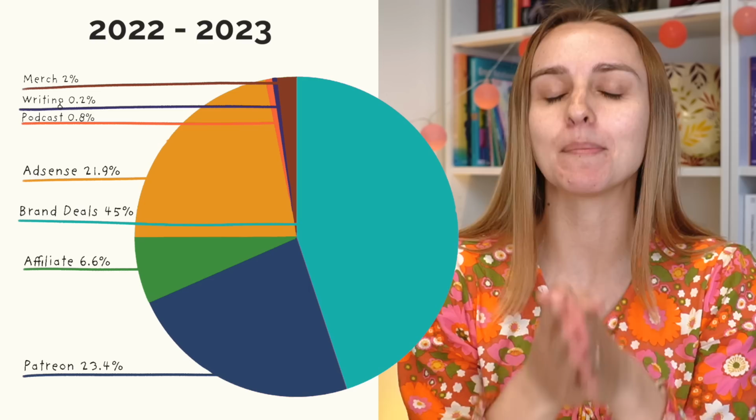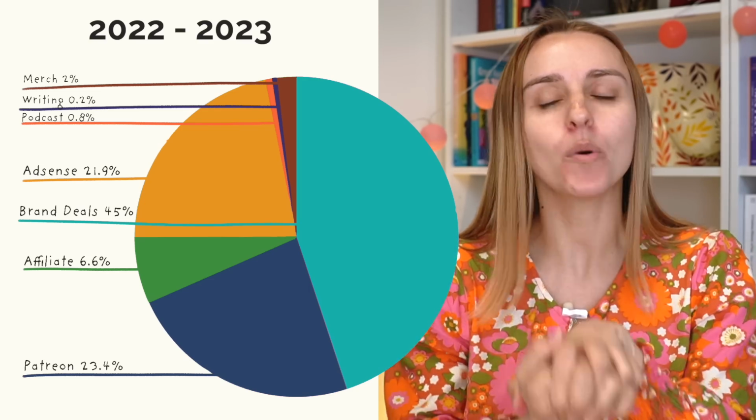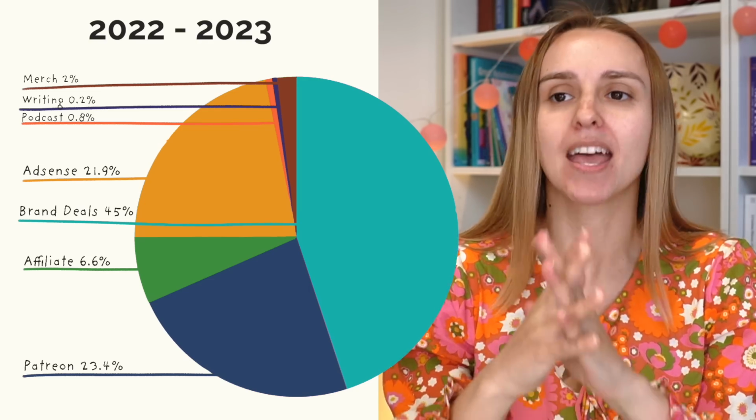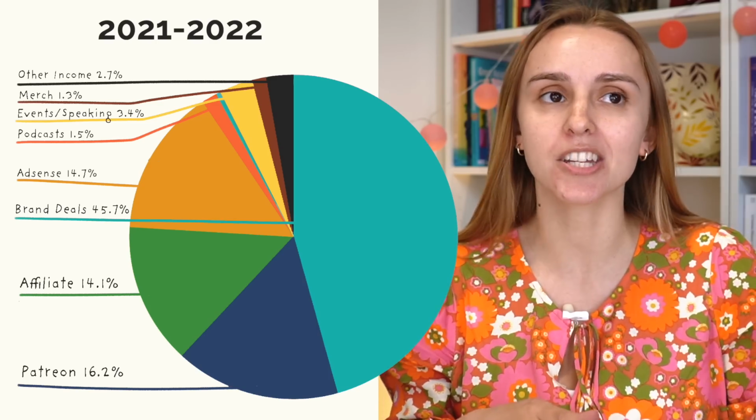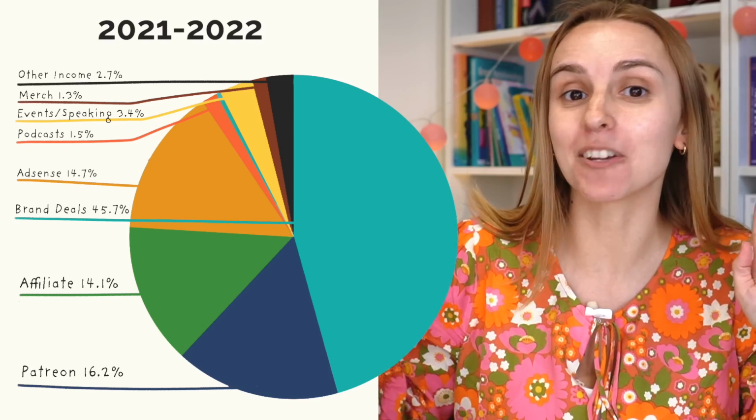Alas, with all of that context being said, let's dive into the pie chart of the last year, April 2022 to April 2023, of my revenue streams. So starting with brand deals, my income from brand deals comes in at 45%, which I am really happy with. This is the same percentage of the pie as last year, and as you can see, a very different picture than the 80% that it was 6 years ago.